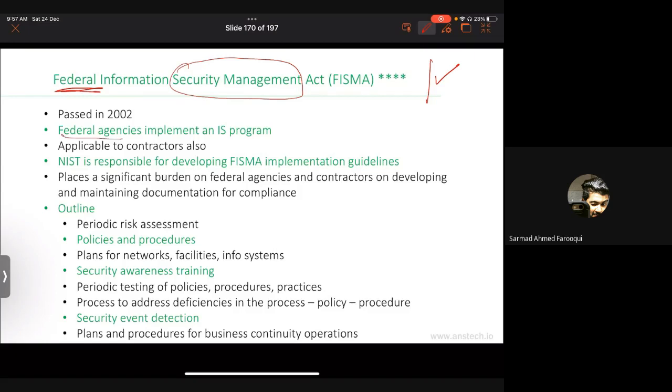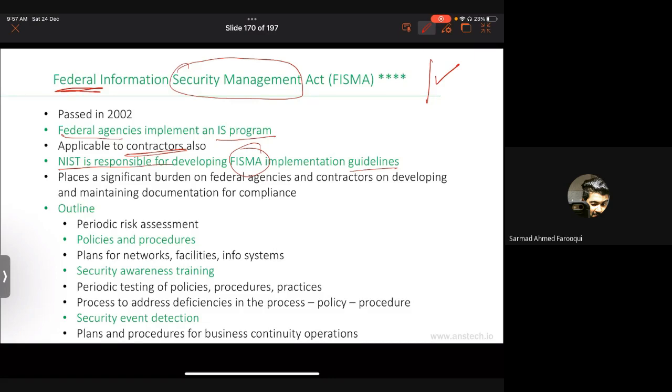So how do federal agencies maintain an information security program? It is applicable to their contractors also. So if you work for a federal agency and you are a contractor in the US, then you are also covered under this act. What do you need to do? Firstly, you need to follow the NIST guidelines, the NIST standards. NIST issues guidelines, and these are open domain. NIST is the National Institute of Standards and Technology. They give the standards which need to be followed to be working under FISMA.